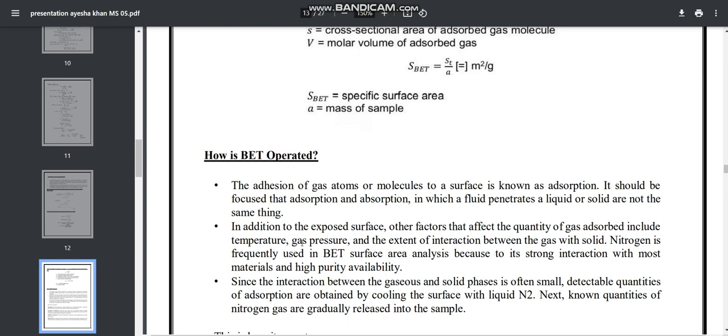The next topic is how BET is operated. Adsorption is when gas sticks to a surface, different from absorption, where fluid goes into the solid. Temperature, gas pressure, and how well the gas interacts with the solid affect how much gas sticks to the surface. Nitrogen is most commonly used for BET surface analysis because it sticks well to most materials and is available in highly pure form. By cooling the surface with liquid nitrogen, we can measure the amount of gas that sticks to the surface. Then we gradually add a known amount of nitrogen gas to the sample.